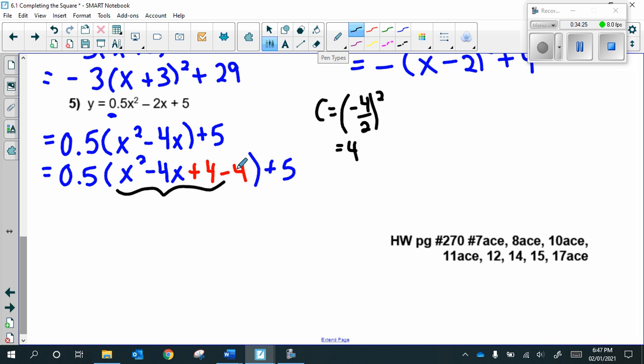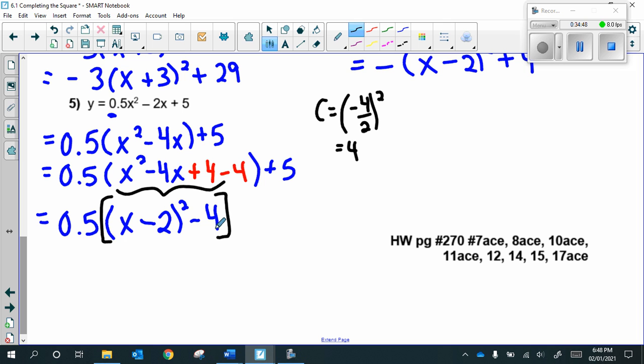I've created my perfect square, so let's go ahead and factor that. Don't forget to keep your 0.5 out front. Square root of the first term is x. First sign that I see is a negative. Square root of the third term is 2, so that's (x minus 2) squared. And then I still have my subtract 4 here, but all of this is multiplied by 0.5. So put your square brackets. We have a plus 5 on the end.